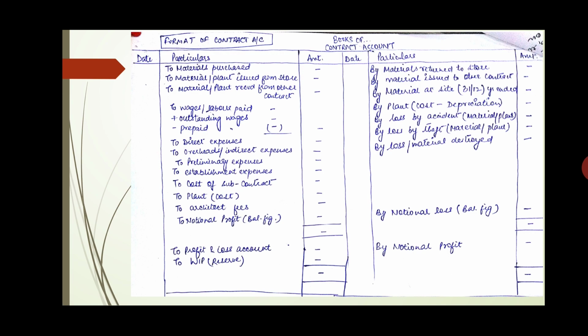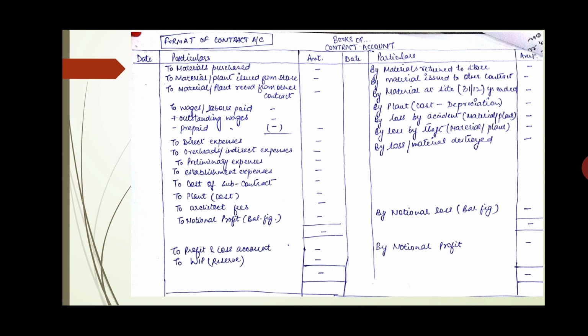On the debit side, we are going to list out materials purchased, material or any of the plant issued from store or received from the other contract, wages, and any outstanding wages you will add back. If it is prepaid, then it is minus. Then direct expenses, overheads, preliminary expenses, establishment expenses, cost of subcontract, plant (only the cost is shown here), architect fees. And on the credit side, material returned to store, material issued to other contracts, material at site.